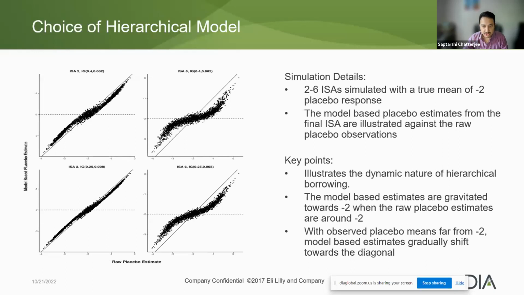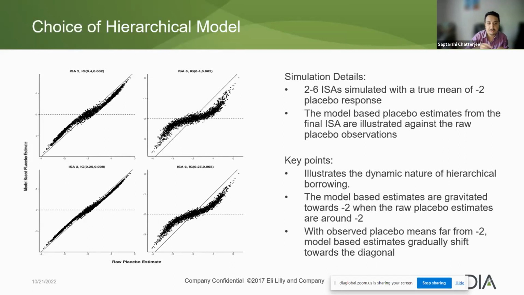Now, we wanted to understand the dynamicness of some of these methods, so we chose one example with the Bayesian hierarchical modeling. On the x-axis, we have the raw placebo estimate, without any borrowing, and on the y-axis, we have the model-based placebo estimate, after borrowing or not. Without any borrowing, we expect the raw data and the model-based placebo estimate to be very similar, falling on the diagonal line. But if we do borrow, then we expect the placebo estimate to deviate.